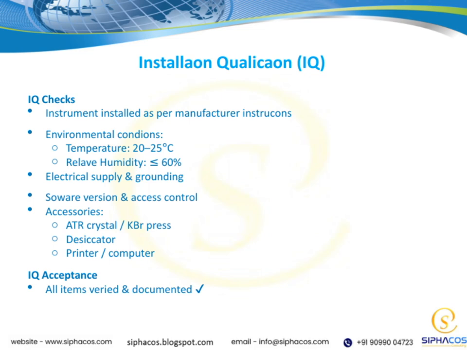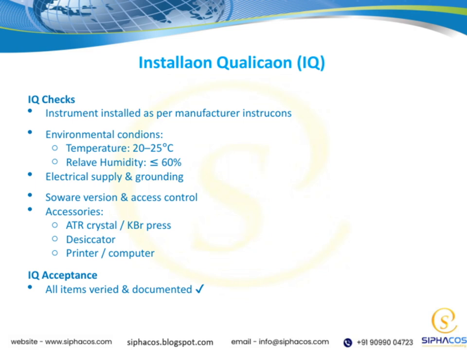We also need to check the electrical supply and grounding. Proper grounding and stable power supply are vital to avoid electrical issues that could affect performance or damage the equipment. Another key point is verifying the software version and ensuring access control. Having the correct software version guarantees compatibility and functionality, while access controls help us maintain security and proper user management.